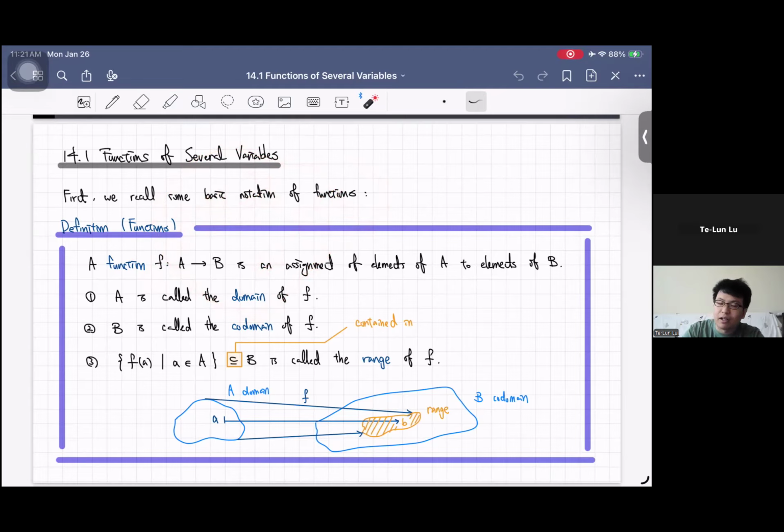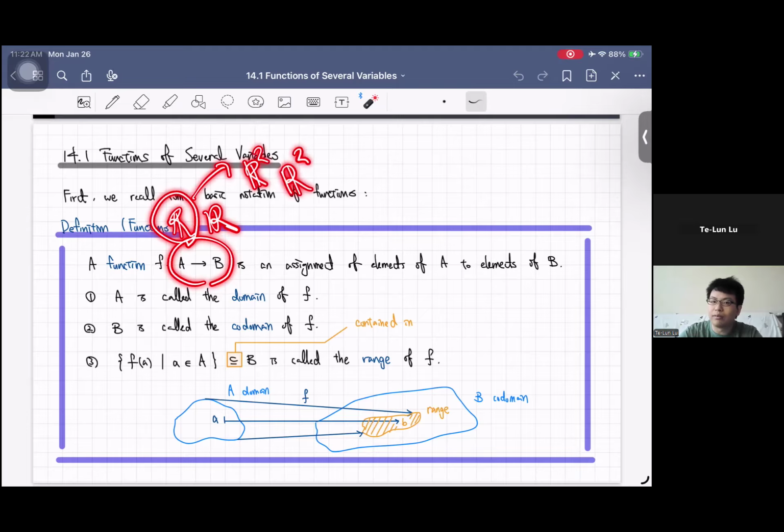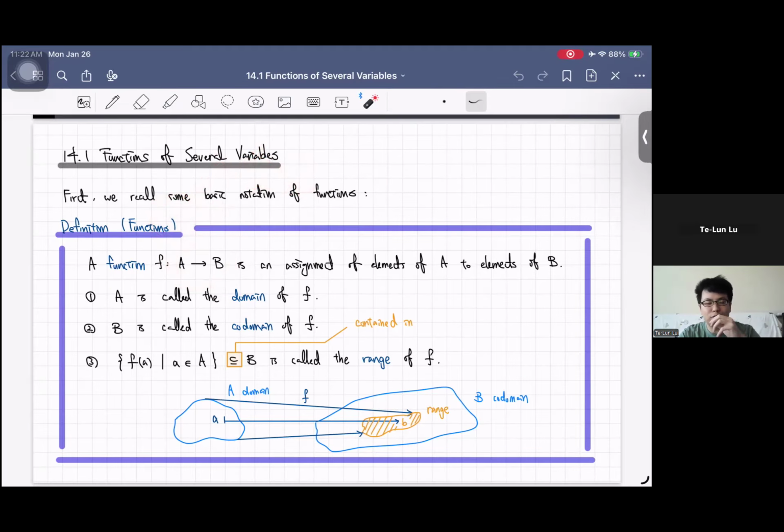So basically, a function is just an assignment of the elements in A, in this case names, to the elements of B, in this case dates, right? So a function can be anything you imagine, just that we're more interested in the case where A and B are numbers. And in our case, A can actually be vectors, R2 or R3, right? Okay, but for a general function, we can define the following notation.